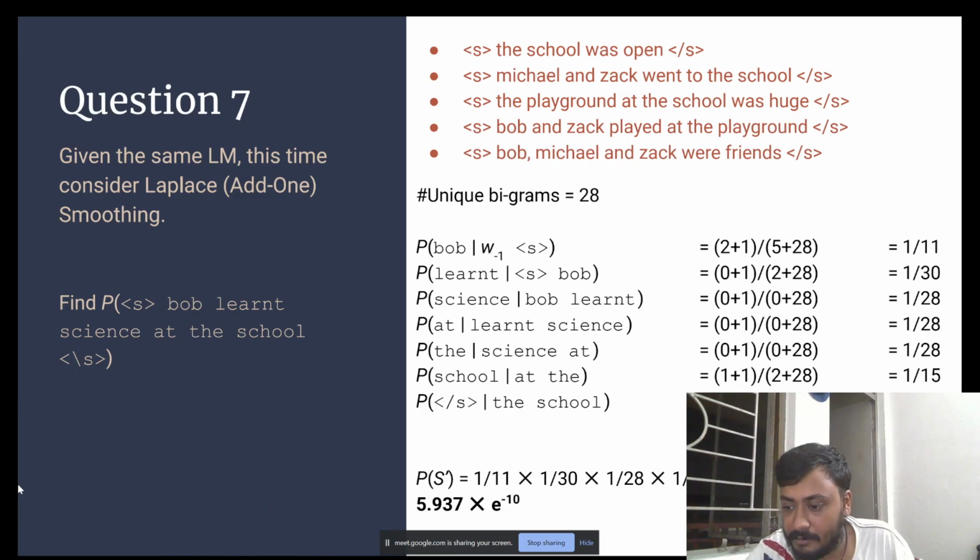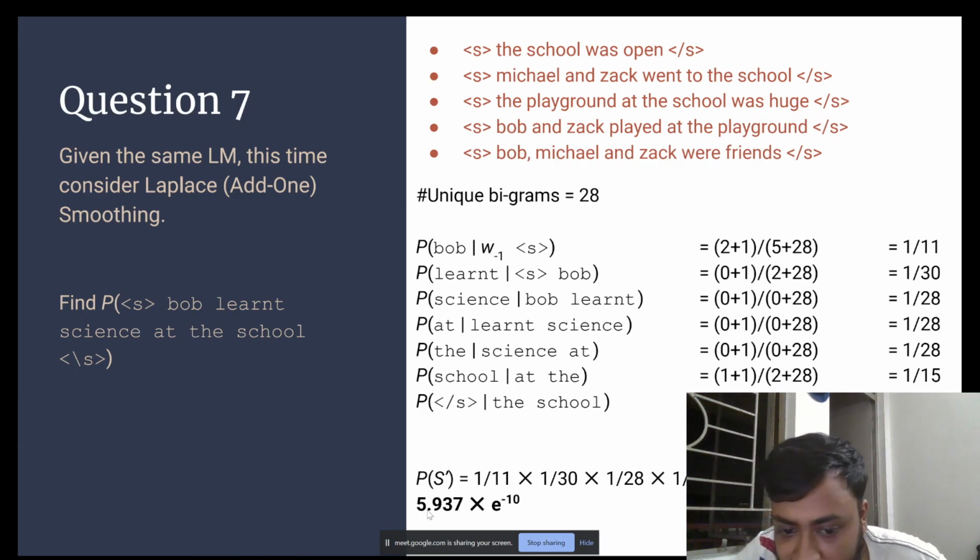Sir, can you repeat the last line? So if you see the notation over here, 5.937 into e to the power minus 10, it's written over here, right? Just one thing is that this e over here is not the logarithmic e which you are used to, which you have used in logarithms and mathematics, like Euler's constant e, which has a value of 2.7 something. So this is not that. This is actually the scientific notation which is used in programming languages also.